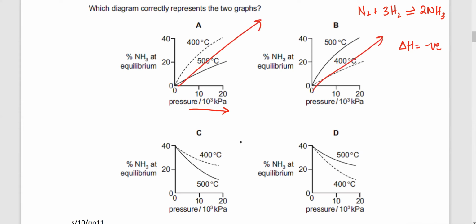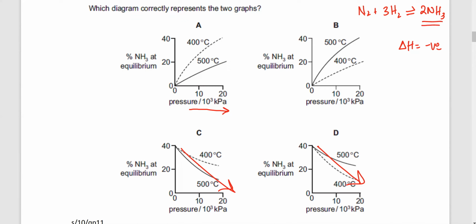Yeah. So these two graphs are fine. These two are incorrect, right? Yeah. So it's either A or B. Now focus on temperature. Would the lower temperature graph be the higher one or the lower one? If it's overall negative, that means it's exothermic, so the equilibrium will shift to the left. But I'm just saying, would you get more NH3 at 400 or 500?